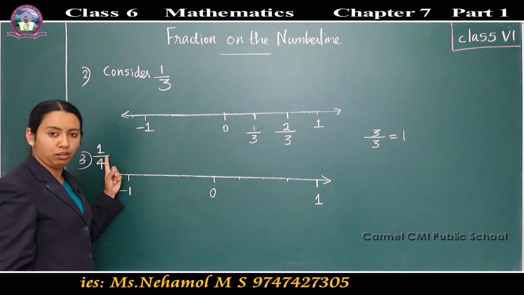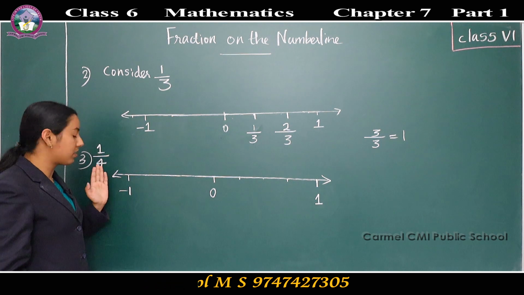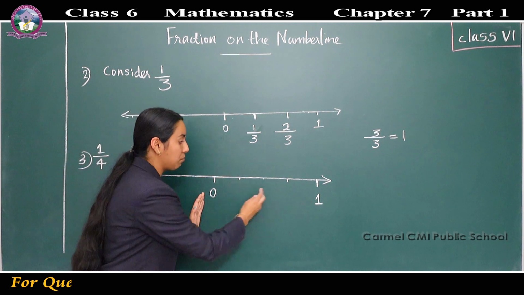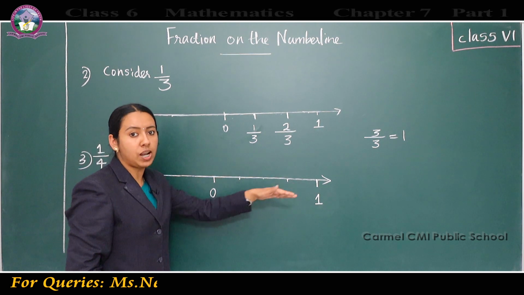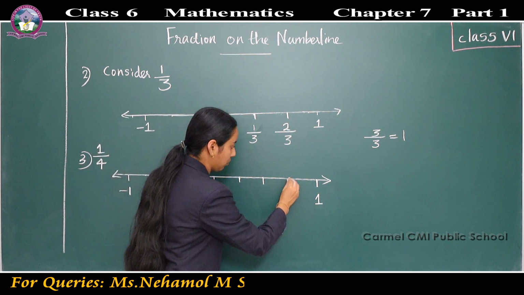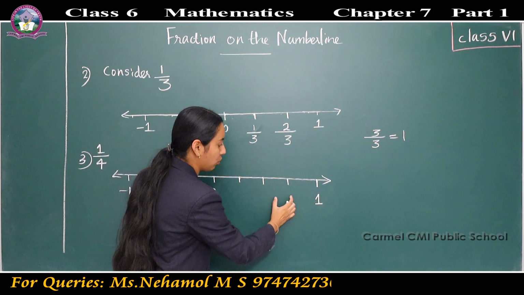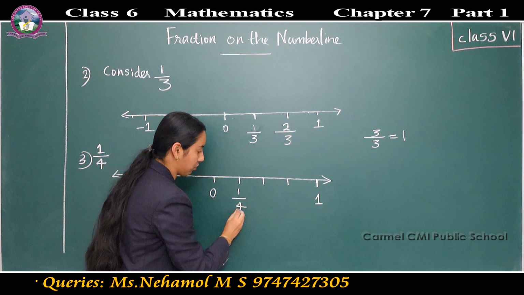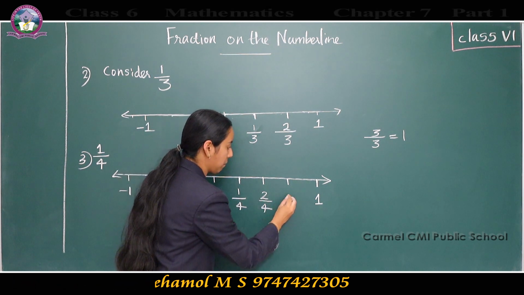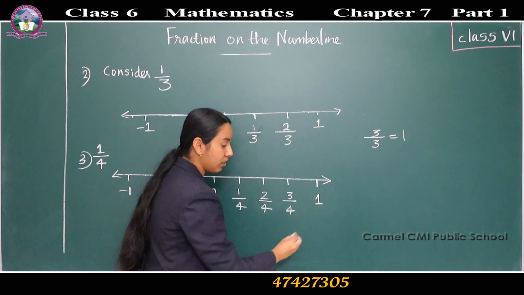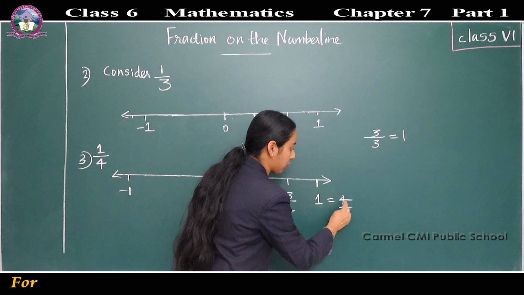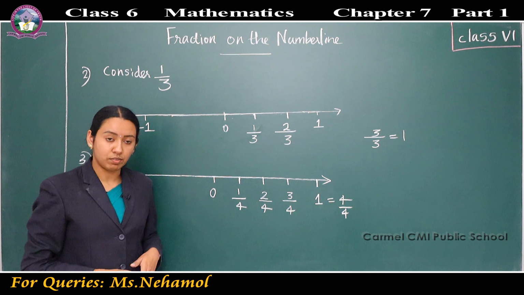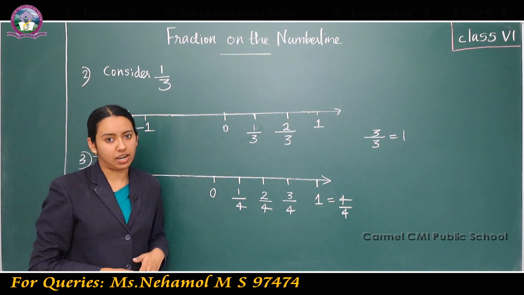Then next number, 1 by 4. How can we represent 1 by 4 on a number line? Since the denominator is 4, we have to divide the length between 0 and 1 into 4 equal parts. 1, 2, 3, 4. Then this part is 1 by 4. Then next one 2 by 4, this one 3 by 4, and this one 4 by 4. 4 by 4 means 1. This way we can represent any fraction on a number line.